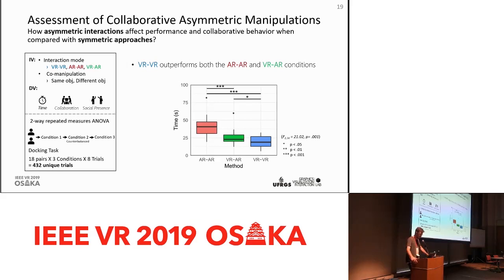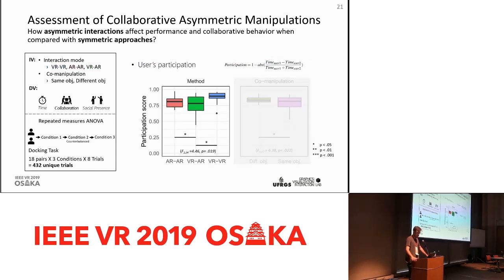So jumping to the results of this evaluation, looking only at the performance of each interaction mode, the test revealed that the VR-VR outperforms both AR-AR and VR-AR conditions in time to complete the task. It was expected since the manipulations are easier to do with the controllers. And to understand what's happening during the docking trials, we measured the user's participation score. What's possible to note on this first graph is that the participation score of the asymmetric approach was lower than the symmetric approaches. This can indicate that the work is not evenly distributed among the users, and further investigation showed that VR users were more active in the asymmetric condition.